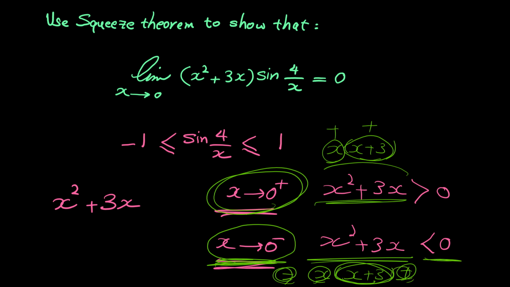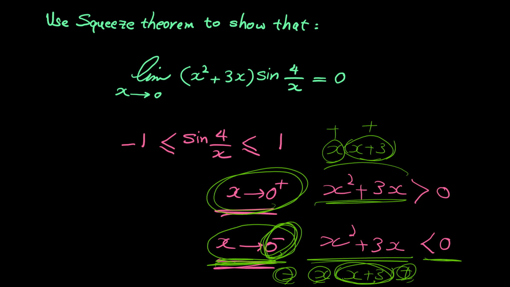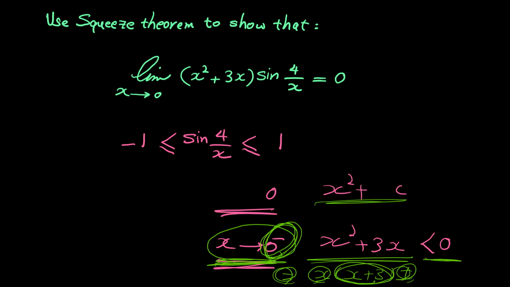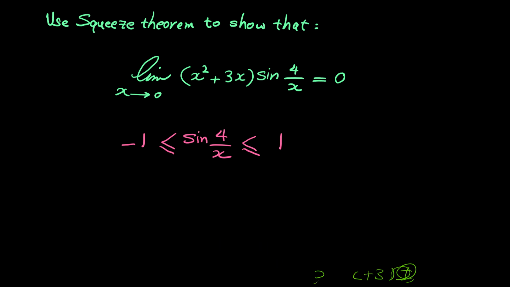And also you can check this by a number. For example, you can test a number close to 0 but less than 0, like negative 0.1. If you plug in this number for x in this expression, simply you can see that this expression is negative. So for finding this limit, we have to find the limit once from the right and another time from the left.